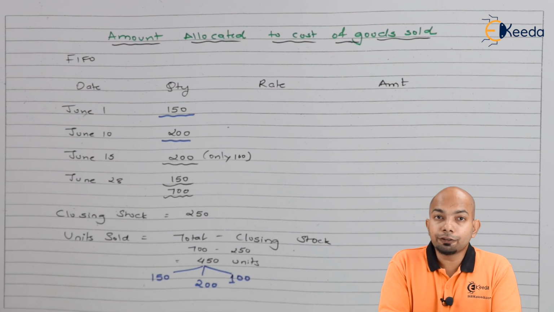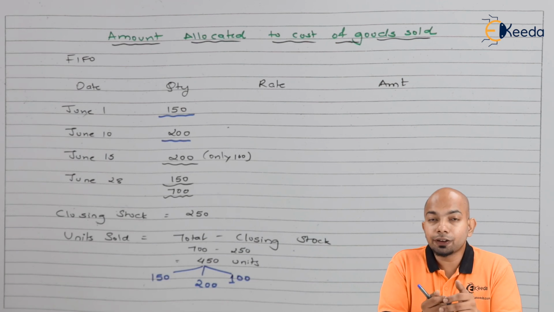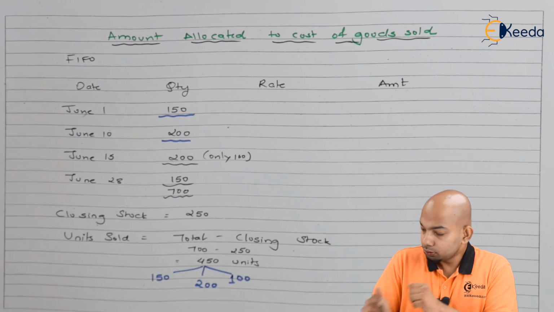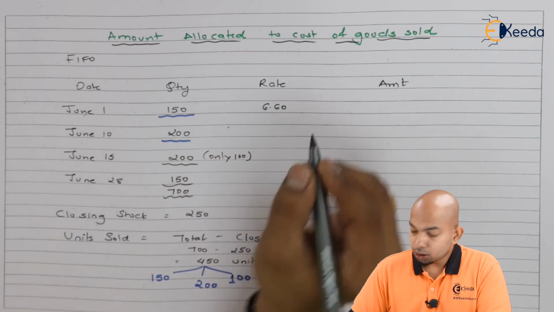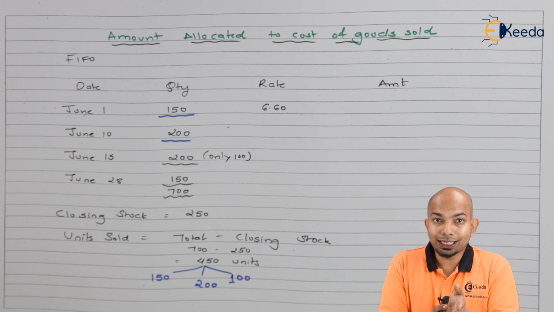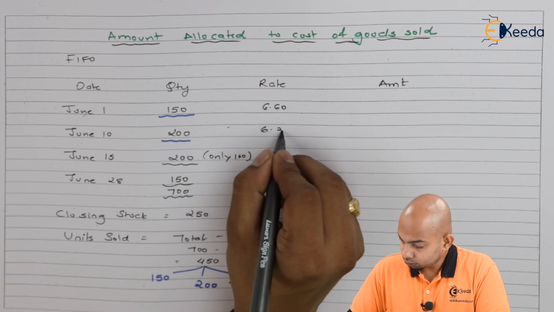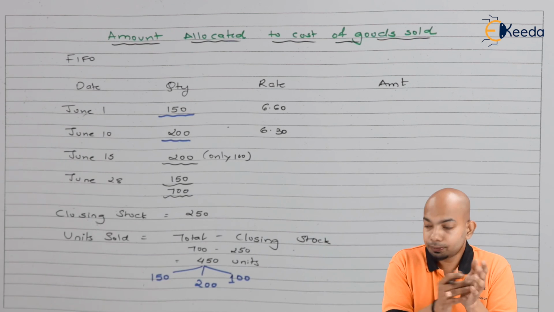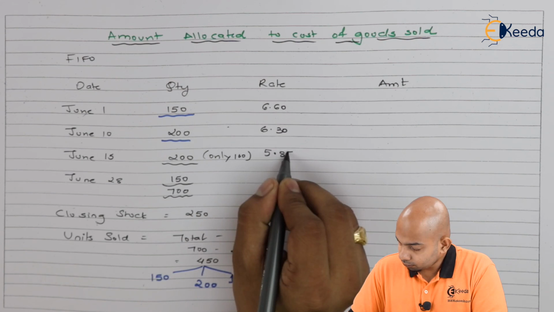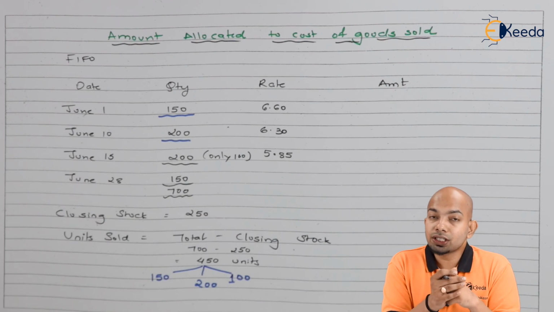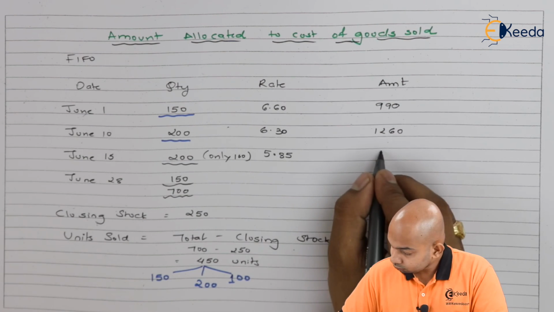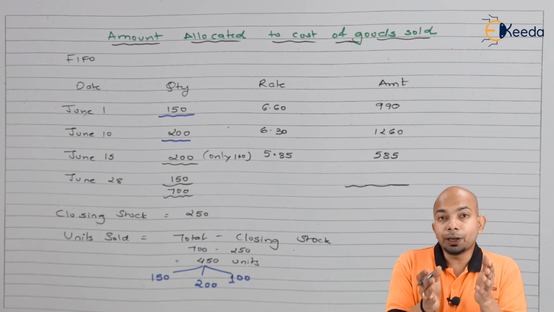Now we have a total of 450 units. Now we can mention the rates and figure out the total cost of it. Now 150 units were at the rate of 6.60 per unit. 200 quantity was at the rate of 6.30 per unit, and after those 200 quantities we took only 100 quantities at the rate of 5.85 per unit. So let's multiply and figure out the amount that is mentioned in the amount column. So we mentioned the amount as well.